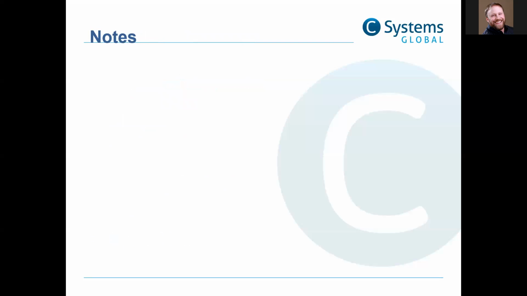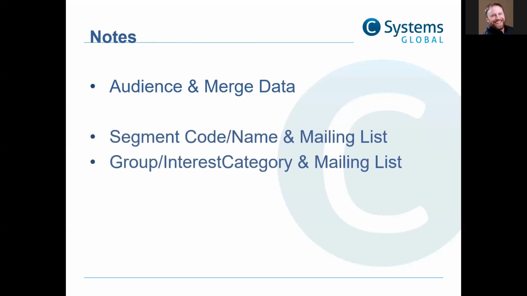A couple final notes: regardless of which route you go, the audience and the merge data IQA need to be the same. Also, each unique segment code and name need to match up with a unique mailing list IQA, or if you're using groups, each unique group and interest category combo need to match up with a unique mailing list IQA. Finally, one last note: if you do use groups, make sure that you set up your groups and your interests underneath them in such a way that it makes sense. A plan and a little bit of organization or structure will go a long way.